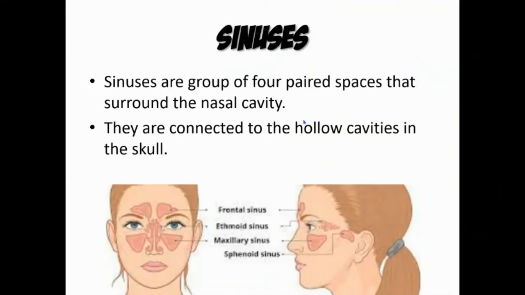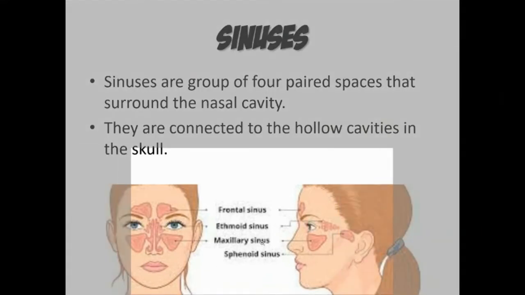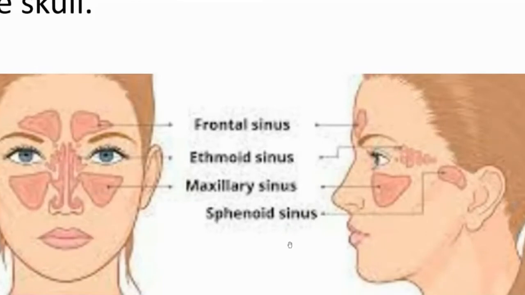So in terms of sinuses, no, are a group of 4 paired spaces that surround the nasal cavity. So sila yung nakakonekta dun sa hollow cavities dun sa may bandang skull, no? Alam naman natin yung ibig sabihin ng skull. And then ito yung 4 paired spaces: frontal sinus, ethmoid sinus, maxillary sinus, and then sphenoid sinus.